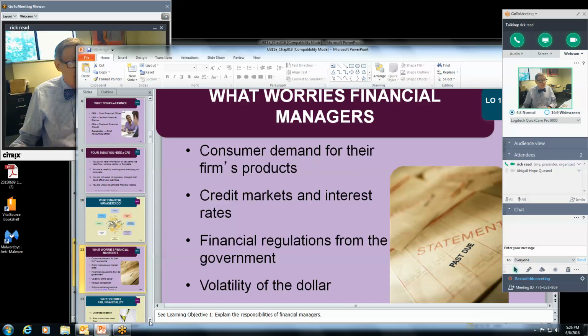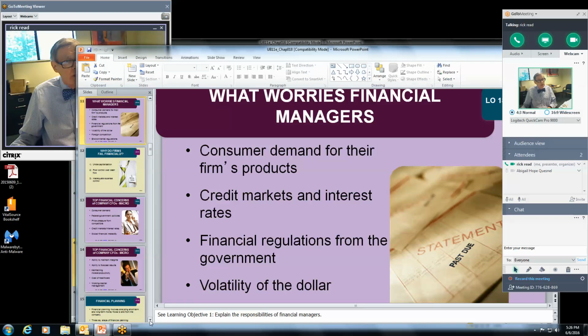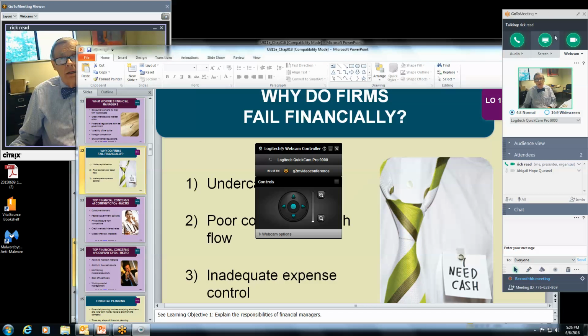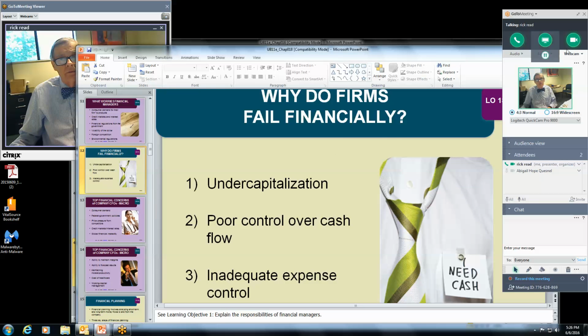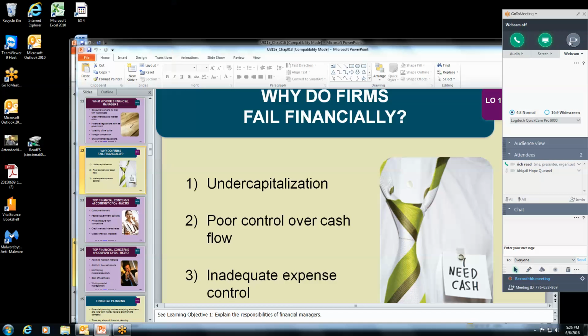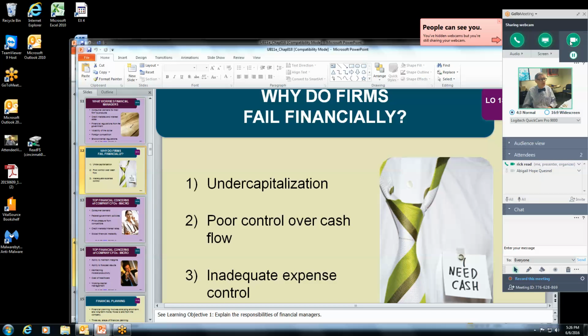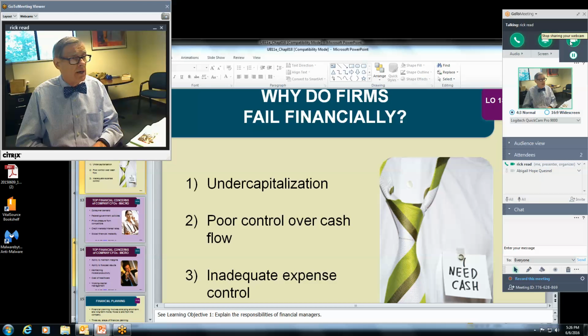Just some worries for the financial manager. I think the biggest one is how much is it going to cost us to borrow money, and then the other one is staying abreast of tax regulations and things of that nature. One of the other ones that talks about as well is volatility of the dollar. Right now, the dollar is not volatile. The dollar has been rather stable for some period of time now.